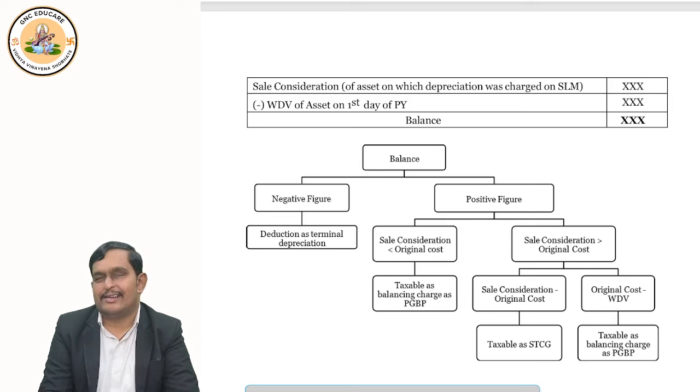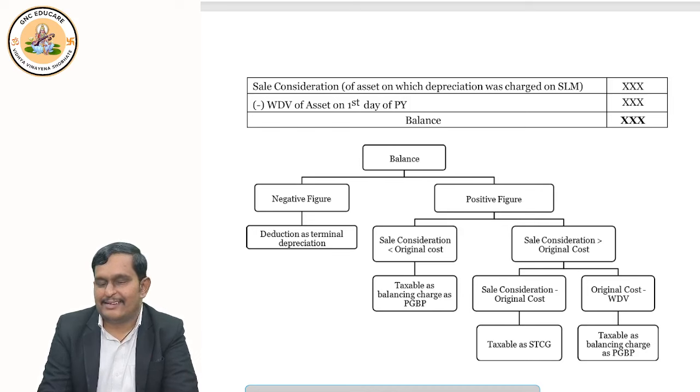Now in this case, is sale consideration greater than original cost? Suppose original cost is 1.5 crores. Now the example fits correctly. Sale consideration is 1 crore, WDV 60 lakhs, and the balance is 40 lakhs. When we checked original cost, it is 1.5 crores. So in that case, sale consideration is less than original cost. In that case, sale consideration minus WDV is equal to balancing charge, that is sale consideration 1 crore minus WDV 60 lakhs, balancing charge is 40 lakhs, that is your business income under section 41.